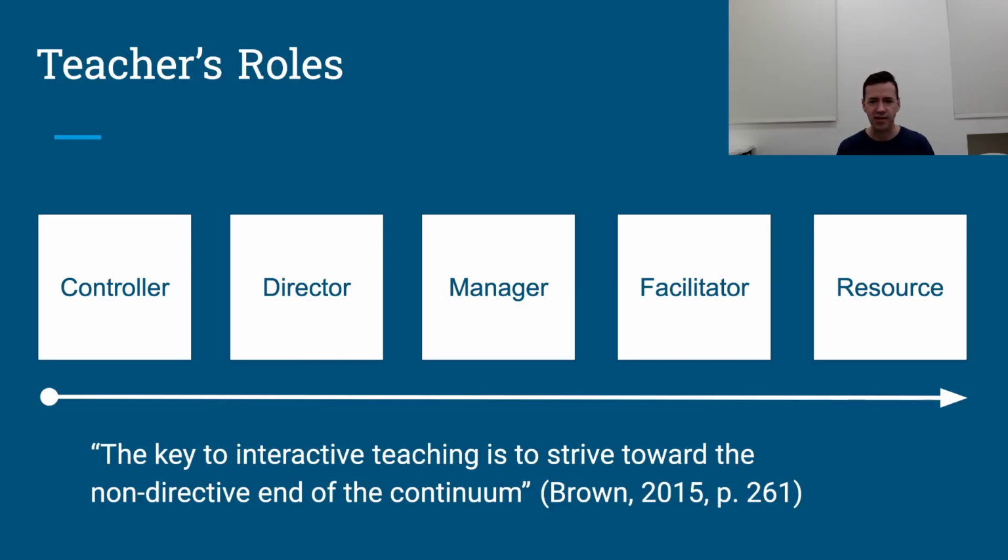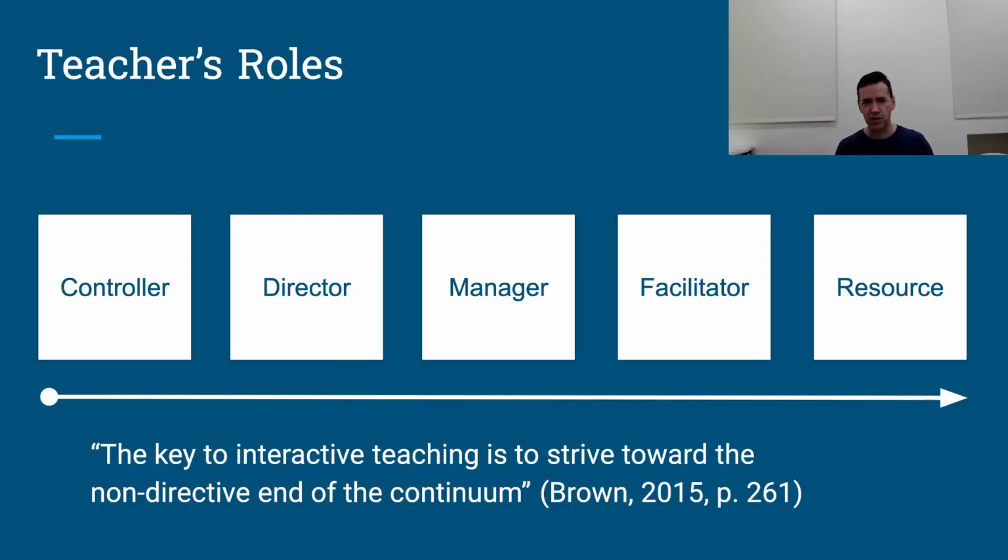So on the left-hand side, you can see you can be the controller. You are in control of everything. What they do, what they learn, how they study, the way the input is given to the students, the output that they give out. And then we can slowly move, like we have a director. So a director could be the director of a movie. You're still in control, even though there may be some individual differences from your actors or your students.